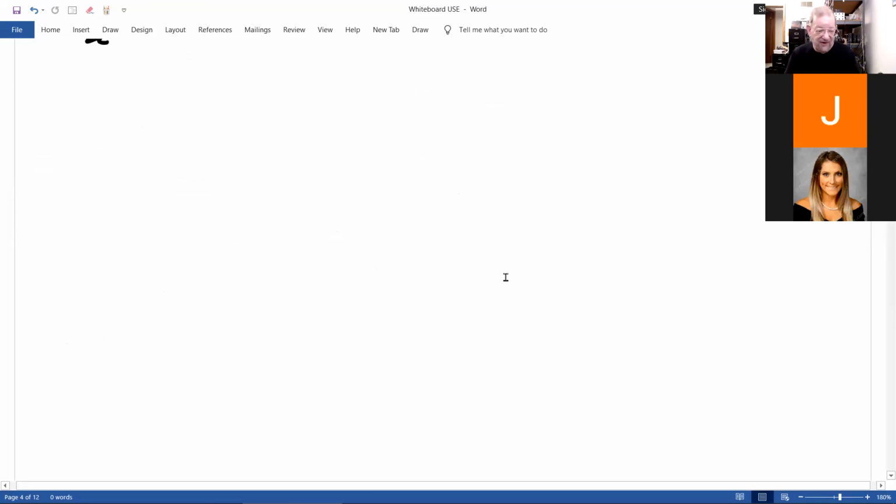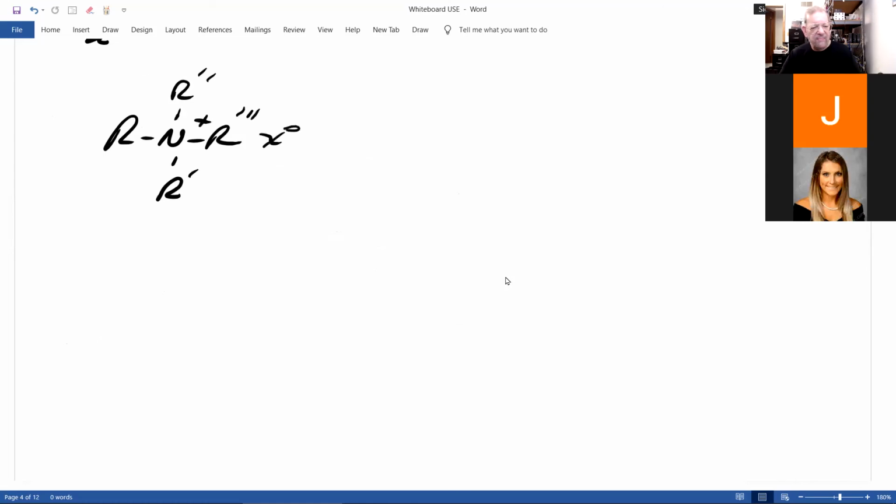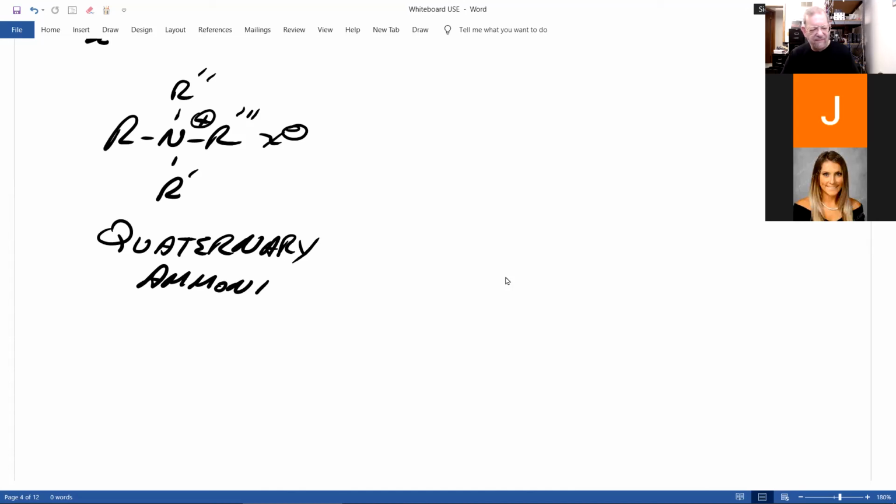Now, one of the things I always forget to do, and I did, and that is, how do you name quaternary ammonium salts? And here we have a quaternary ammonium salt. And how do you name these? Well, it's simple, like common names.